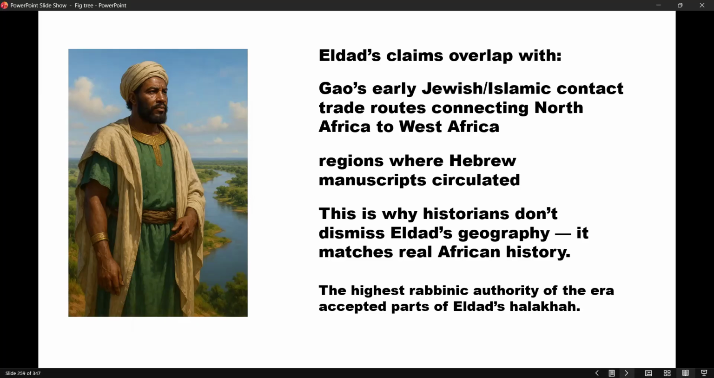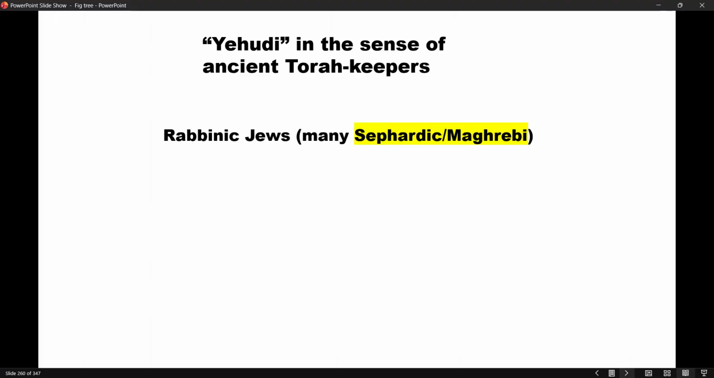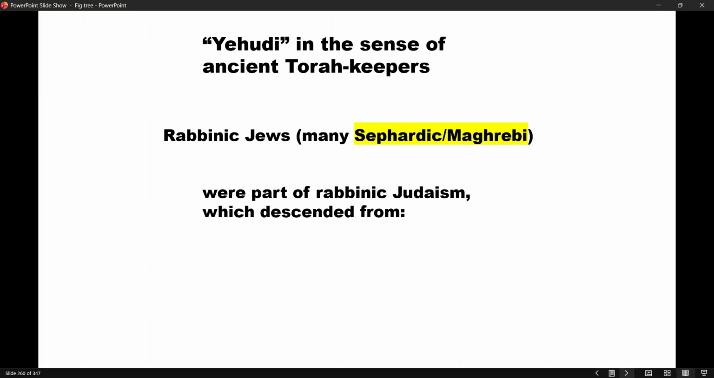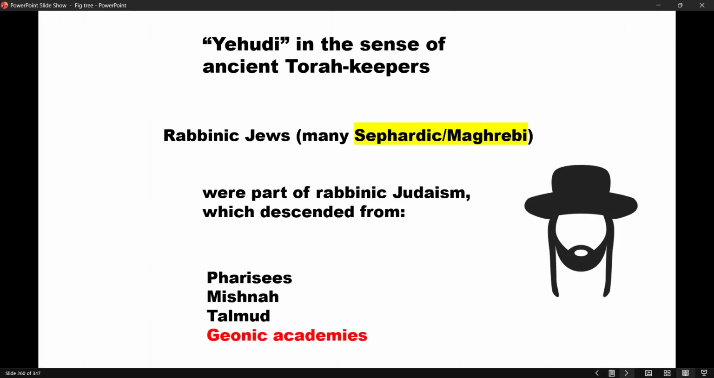They on something totally different because they all into their own doctrine, which is the Mishnah Talmud type of deal, oral tradition. This is what they go by, right? And we can see that today because if they followed the Torah, just Torah, they would be a different type of people, and a lot of things they wouldn't be doing as we speak right now. So, Yehudi in the sense of ancient Torah keepers, rabbinic Jews, many Sephardic, right? Maghrebi, were part of rabbinic Judaism, which descended from the little hats, right? Pharisees, the Mishnah, the Talmud, right? Geonic academies. So these are the key things. When you see these type of words, then you already know who it's pointing to.